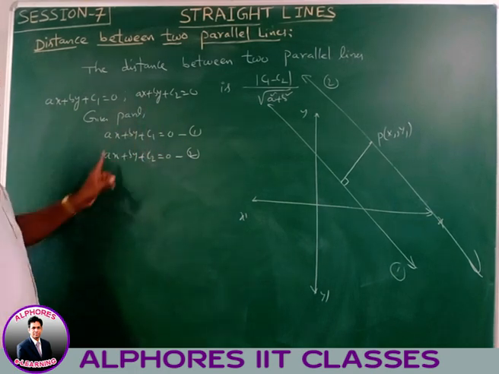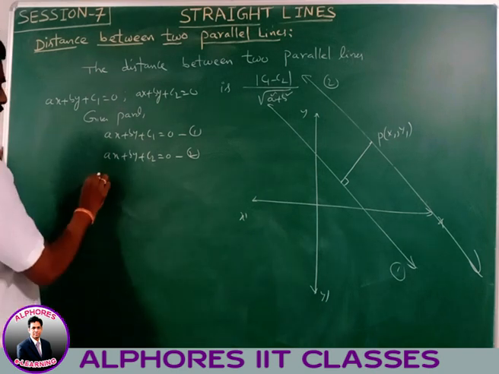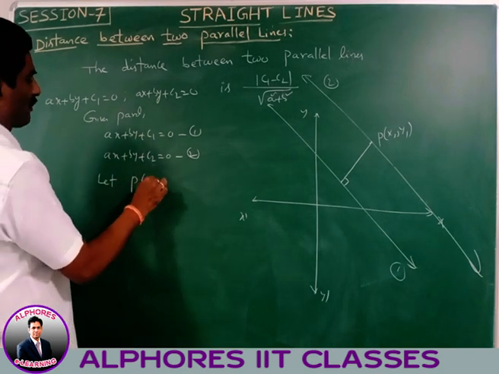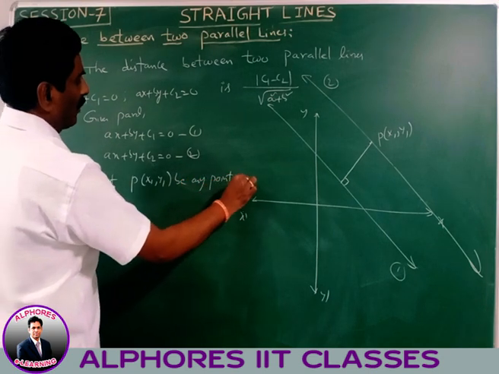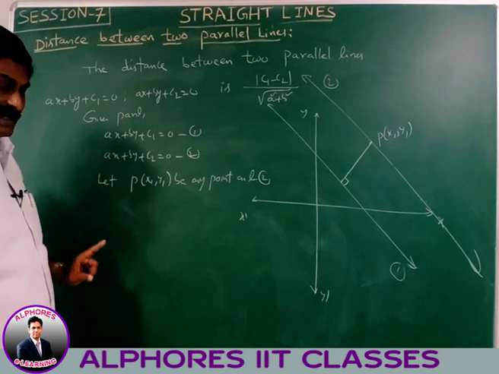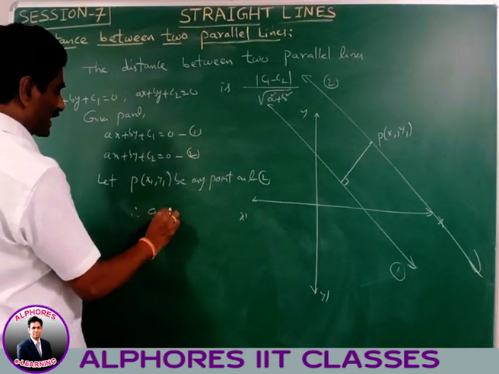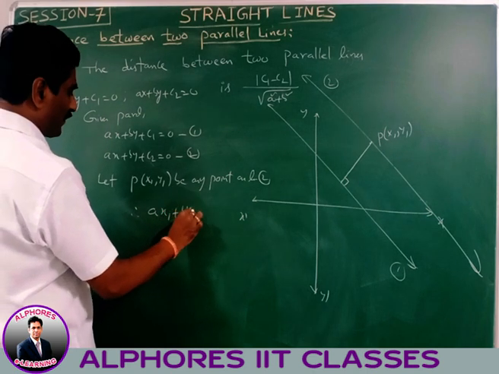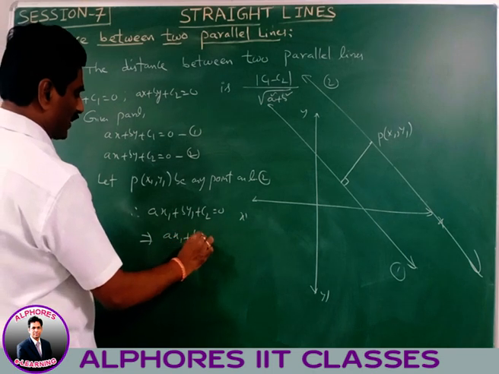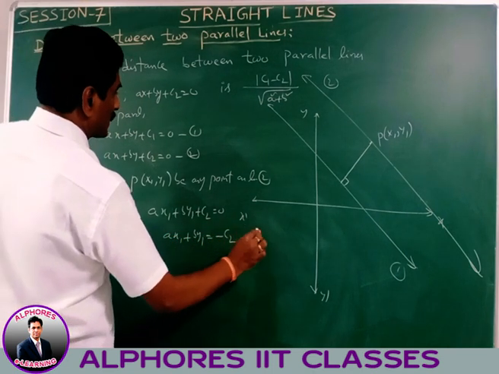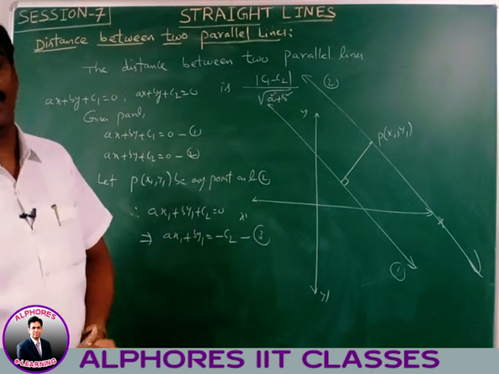Next, given parallel lines ax plus by plus c1 is equal to 0, and ax plus by plus c2 is equal to 0. Let P(x1, y1) be any point on line 2. That means the point satisfies this equation. Therefore, ax1 plus by1 plus c2 is equal to 0. That means ax1 plus by1 is equal to minus c2. Say this is equation number 3.